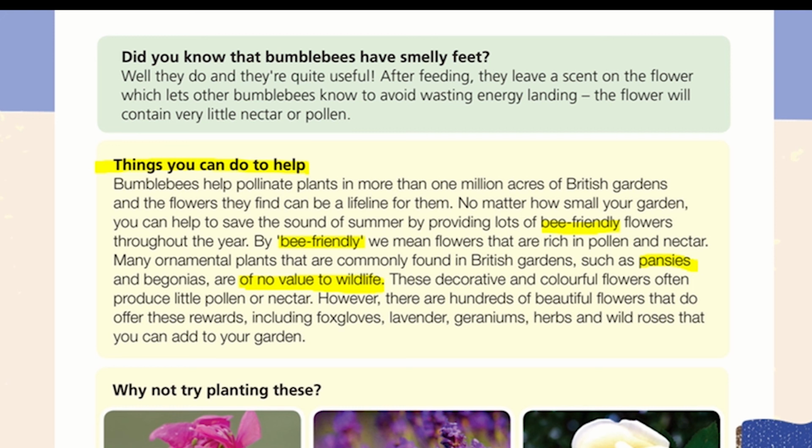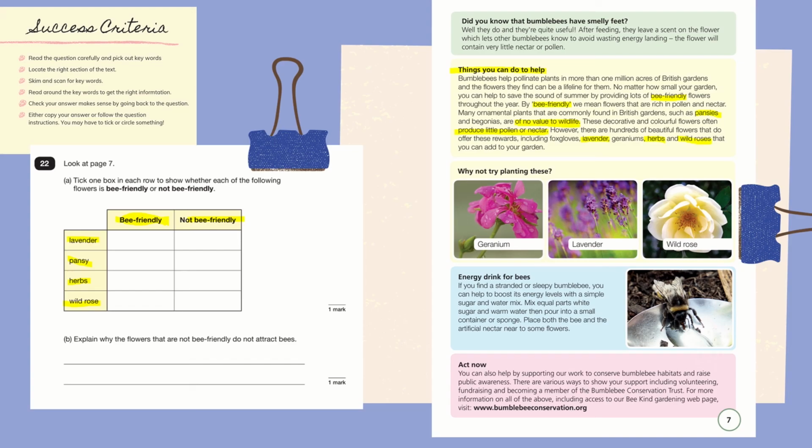So these decorative and colourful flowers often produce little pollen or nectar. However, there are hundreds of beautiful flowers that do offer these rewards, including foxgloves, lavender, geraniums, herbs, and wild roses. So I found all my keywords. So let's go back. So we're going to tick off lavender is bee-friendly, definitely. Herbs and wild roses, sorry. But pansies, which is the plural of pansy, it said they are of no value to wildlife, which means they've produced little pollen or nectar, so they are not bee-friendly. So that's that one done.